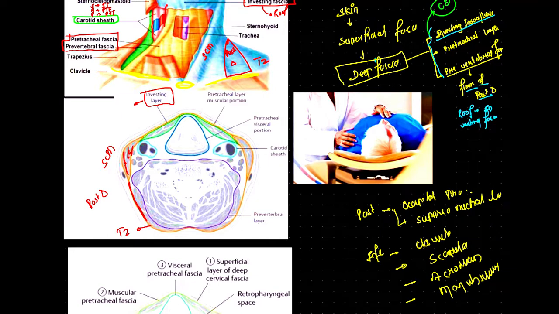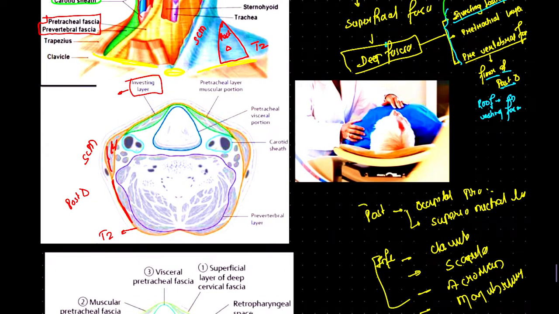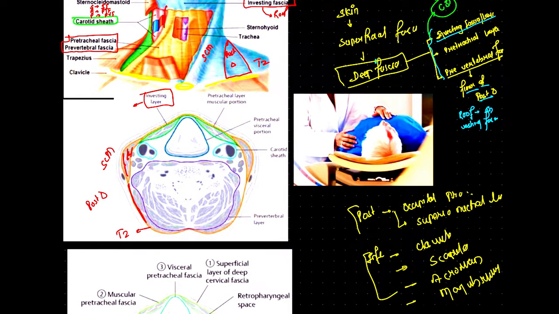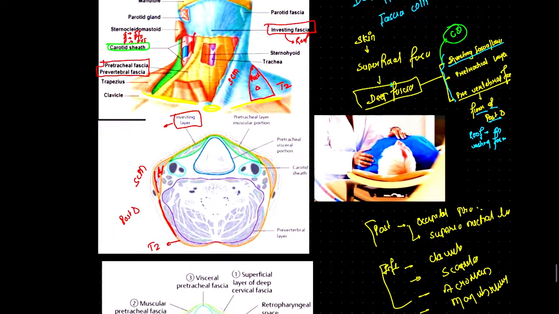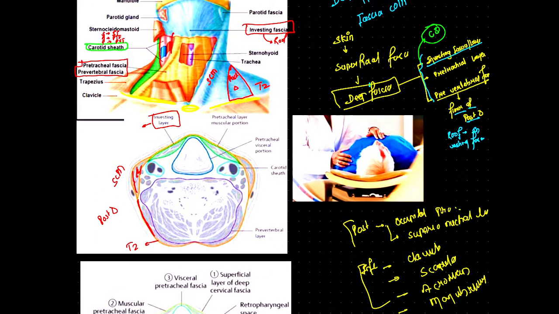Okay, manubrium. These are the inferior attachment, posterior. And what about the lateral attachment? The lateral attachment is attached with the mastoid process and zygomatic arch. The mastoid process is also part of which skull bone? So these are the attachments of our investing layer.